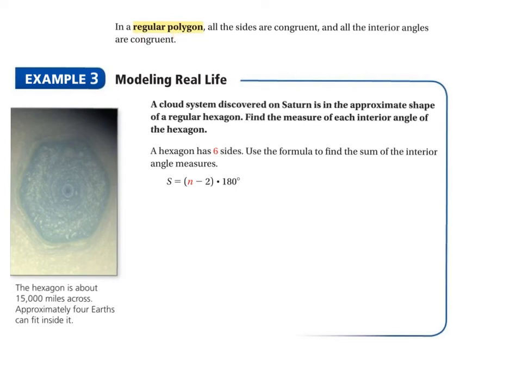So again, regular polygon: all sides and all interior angles are congruent. Well, how does that help us? Well, let's do this. In this one we had 6 sides. 6 minus 2 is 4. So let's write one out. (6 minus 2) times 180. So therefore S is equal to 4 times 180, which is equal to 720.